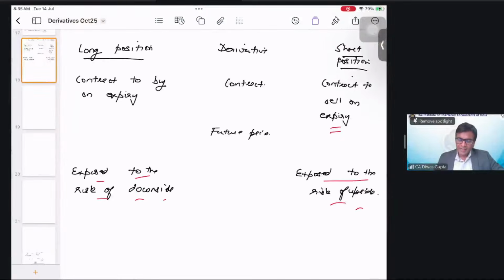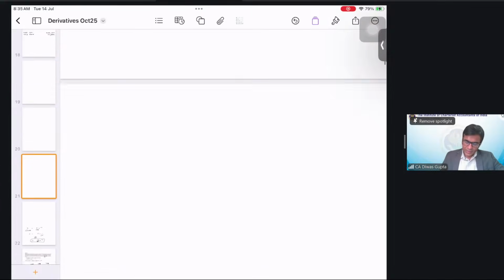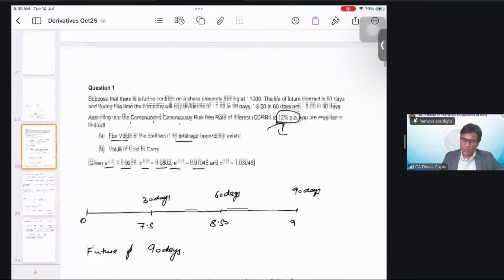So the place where we ended up is discussing the long position and the short position on derivatives, contracts, and futures. Now, as a next step, let me first cover the options piece as well, and then we will go to the questions.